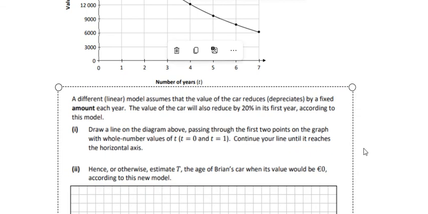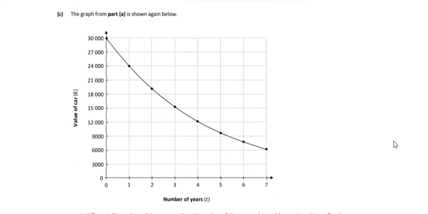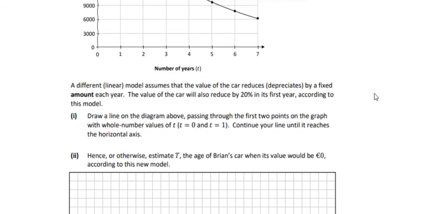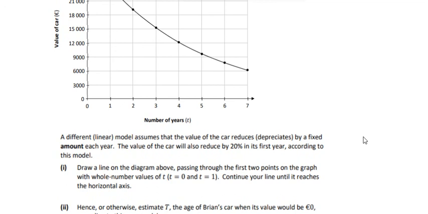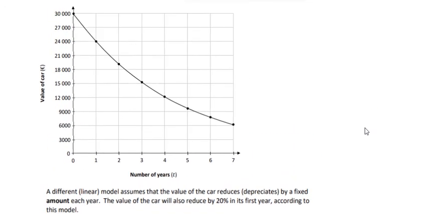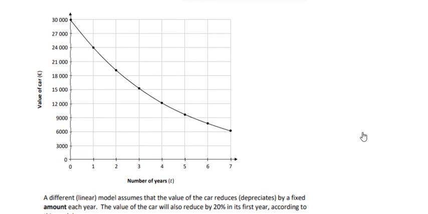Right, so a different linear model, which gives a new graph here, assumes that the car reduces by a fixed amount each year. So the value of the car will also reduce by 20% in its first year according to this model. Draw a line on the diagram above, passing through the first 2 points on the graph, so the whole number values of t, t is 0, t is 1. Continue your line until it reaches the horizontal axis. So that's very straightforward. All you have to do is draw a line through that point there and through this point here.